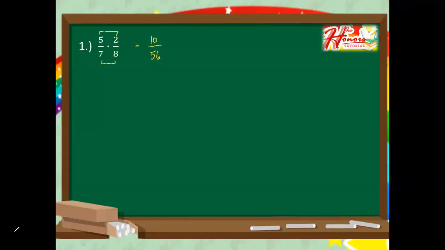It is because there's still a number that can divide the numerator and the denominator at the same time without remainder. And what is that number? Okay, that is 2. So let's divide by 2. 10 divided by 2, that is 5. How about 56 divided by 2? That is 28. Is 5 over 28 the final answer?